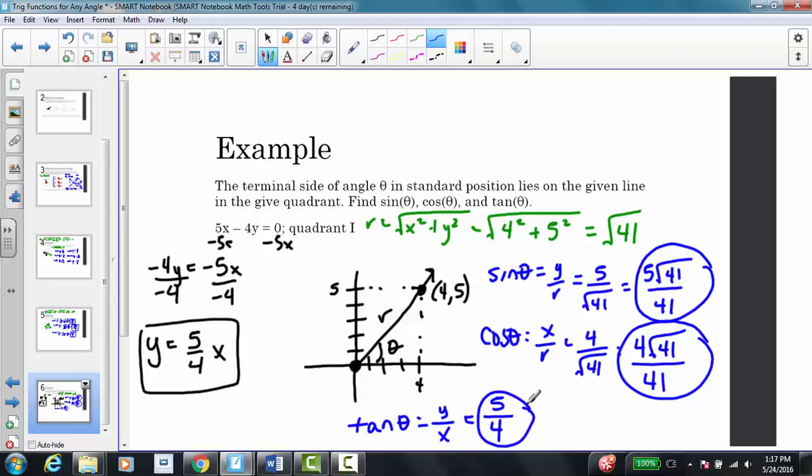So that's really all you need to know to find trigonometric functions for any angle. Always remember to draw your reference triangle perpendicular to the x-axis to form that acute angle. And keep in mind that the sign of the trig functions will depend on which quadrant that the terminal side of your angle is in.